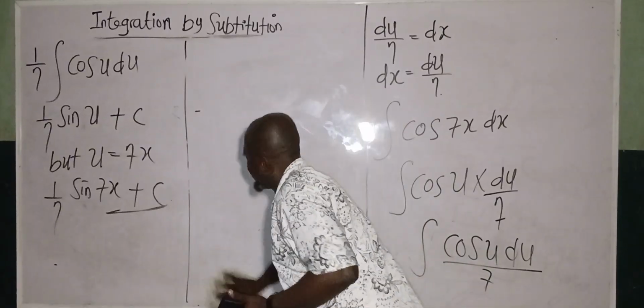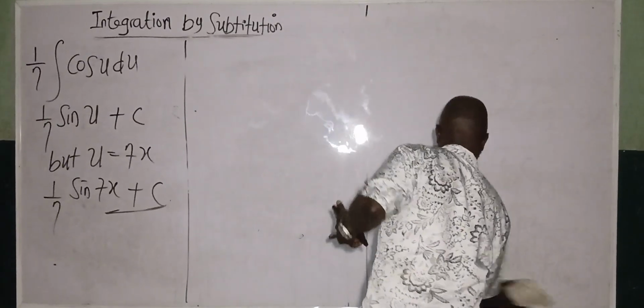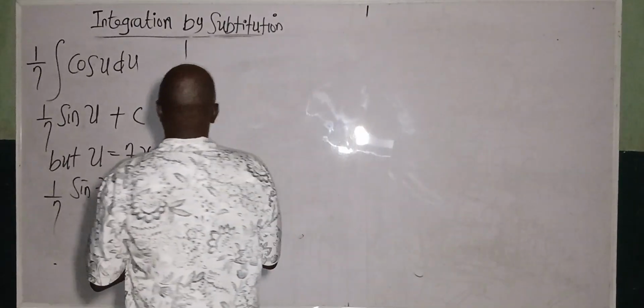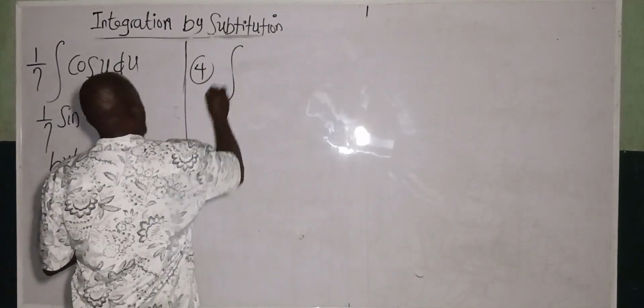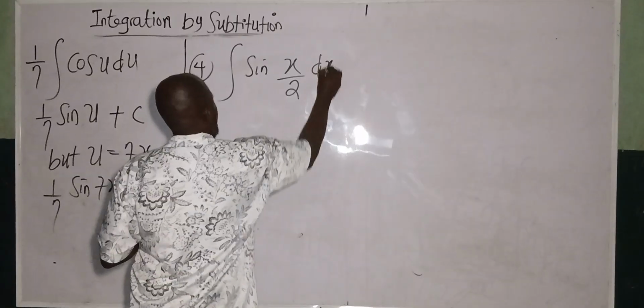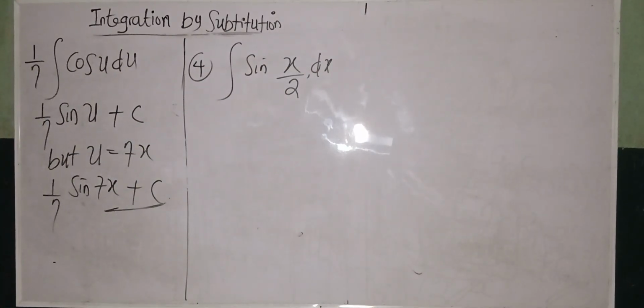Next number, that should be my number 4 question. I have that number 4 here will give us the integral of sine x over 2 dx. So I'm having here sine x over 2.